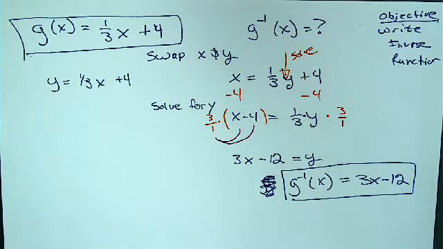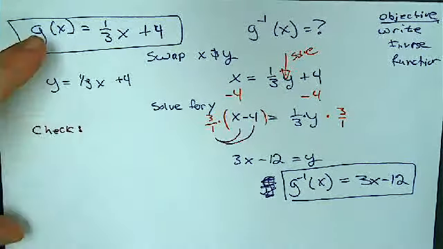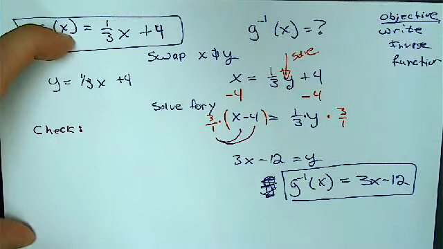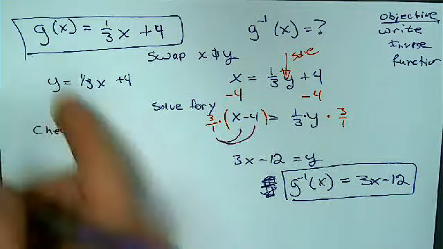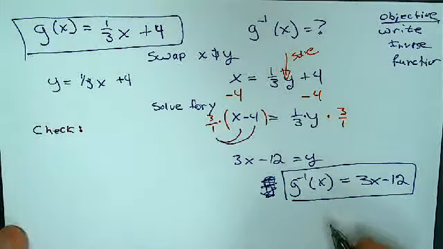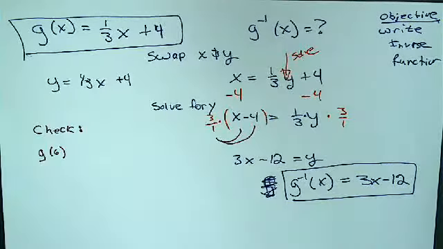Now the last part of this is to do a check. Make sure this worked. If it worked, then if I put a number in for x, I'll get a number out for g. And then I can go ahead and do the same thing in the inverse, but backwards, and I should get the same result each time. So let's pick a number and plug it in there. Let's do 6. G of 6. I just picked 6 kind of at random.